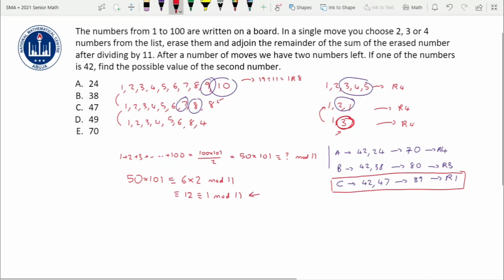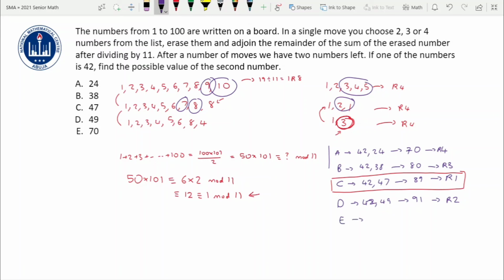So if 49 is the last number we have left after performing this sequence a large number of times, it means we're going to have 42 and 49 written on the board at that point. When you add 42 and 49 together, you have 91. And 91 is 88 plus 2. So the remainder when you divide by 11 will be 2, which is not what we expect it to be. So D does not work.